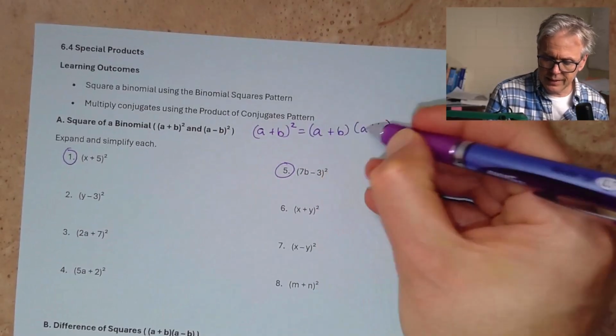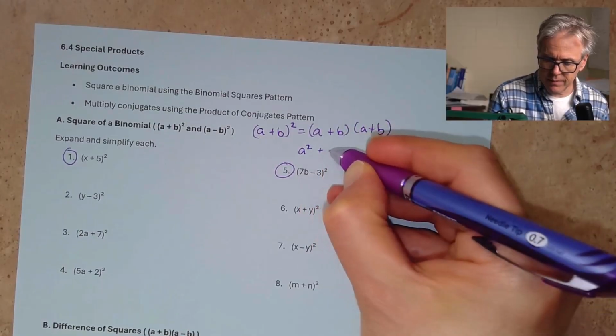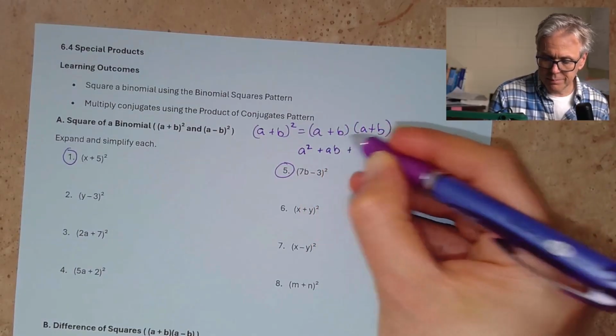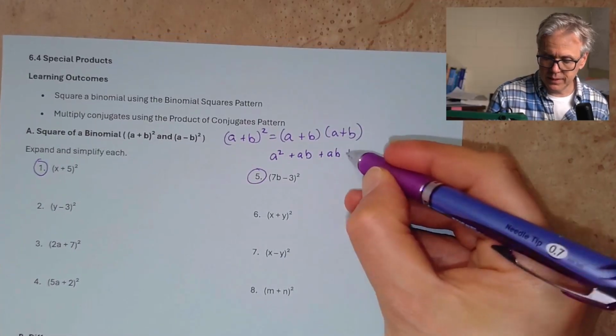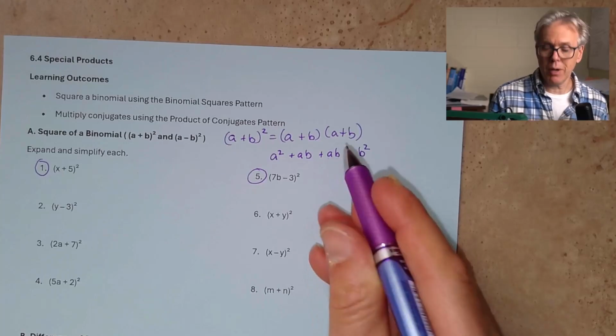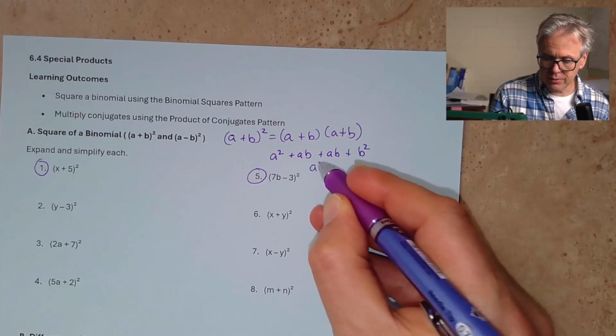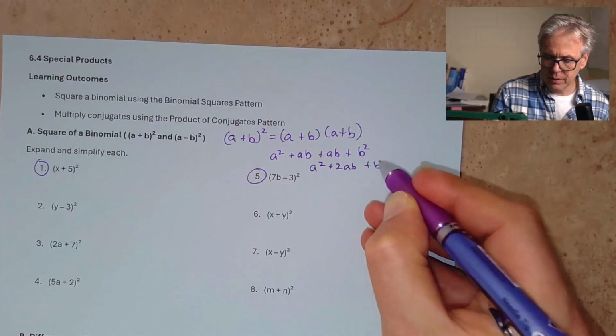And so this is going to be a times a is a squared, plus ab, plus ba, and again, I like to write it as ab, and then plus b squared. Now, 1ab plus 1ab is 2ab. So this comes out to a squared plus 2ab plus b squared.